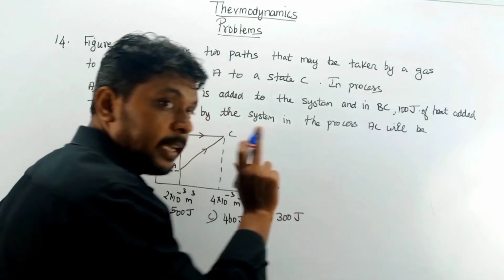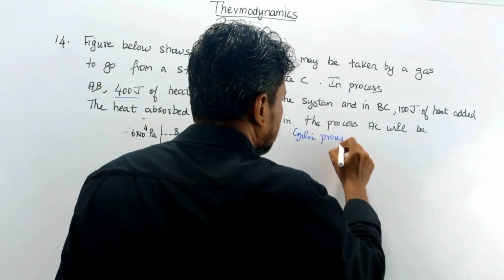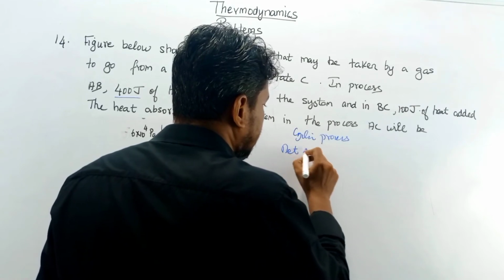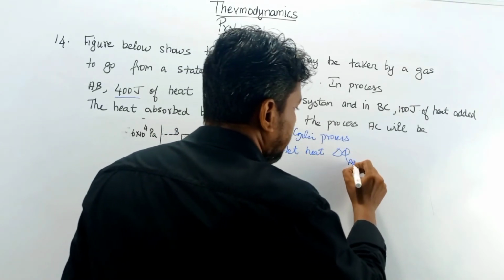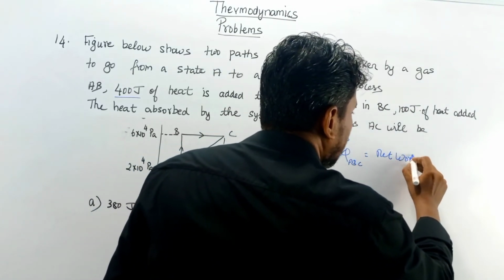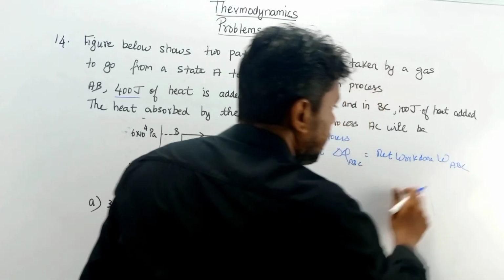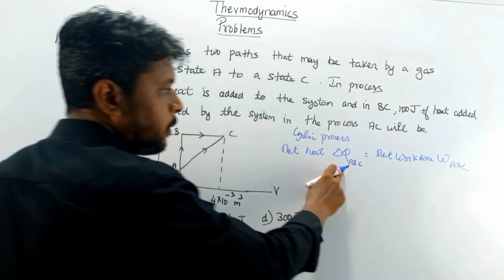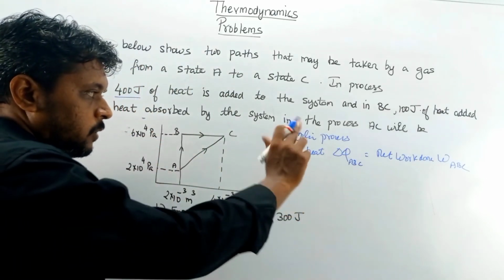So in case of a cyclic process, see that the net heat among A, B, C will be equal to the net work done, W, in A, B, C. Okay, so net heat supplied will be equal to the net work done in a cyclic process, in the first law of thermodynamics.